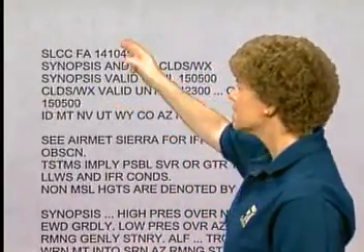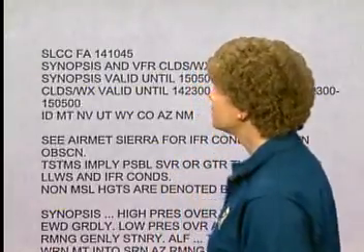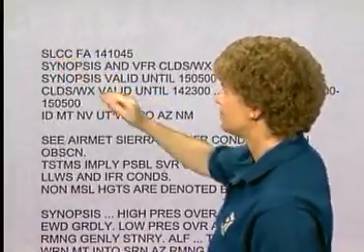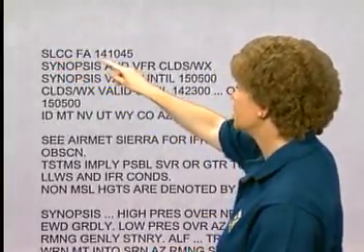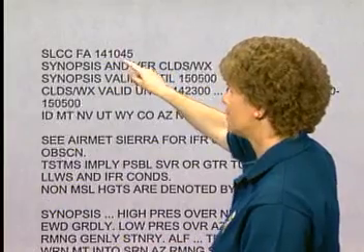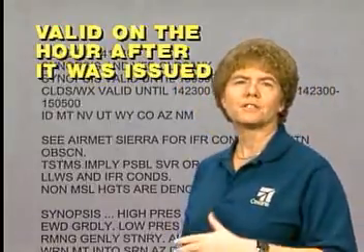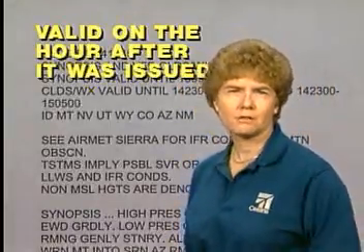The first section of the area forecast, the header, tells you what area it's issued for, the date and time it was issued, the valid times of the forecast, and what states or areas it covers. So you can see that this forecast is for the area covered by the Salt Lake City office. It was issued on the 14th day of the month at 10:45 Zulu, and the forecast is valid on the hour after it was issued, so in this case it's valid at 1100 Zulu.